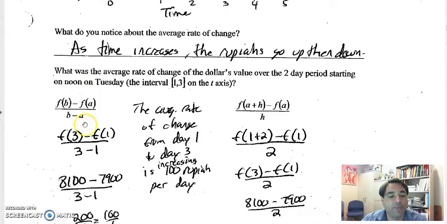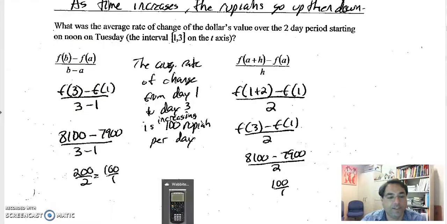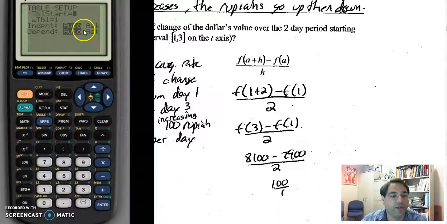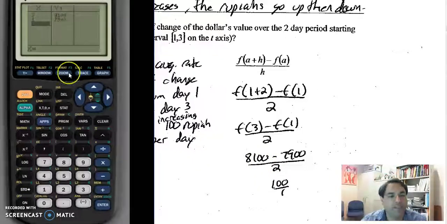Well, we can use the table feature in the calculator. So if I go to the calculator, we're going to hit second window, make sure our table's set up correctly. So second window, we go to change the independent to ask. So when I go to the table, second graph for table, when I plug in 3, it gives me an output of 8,100. When I type in 1, it gives me an output of 7,900. So we can use a calculator, or we can type it in by hand like the example showed, but the calculator helps us a lot.